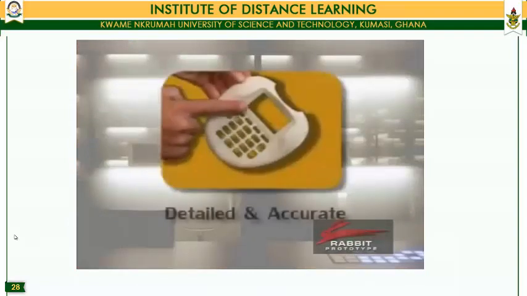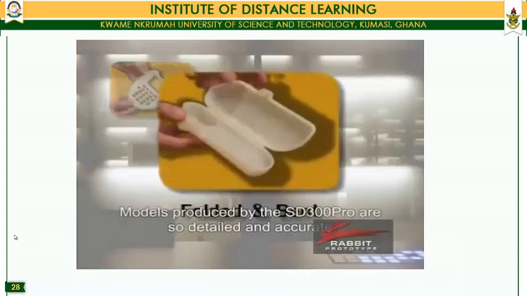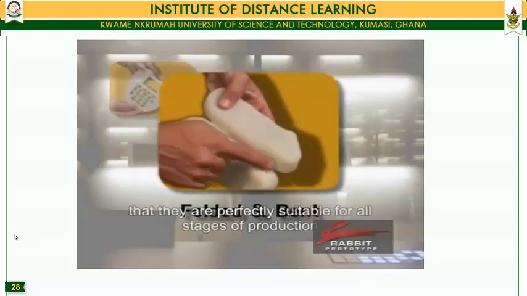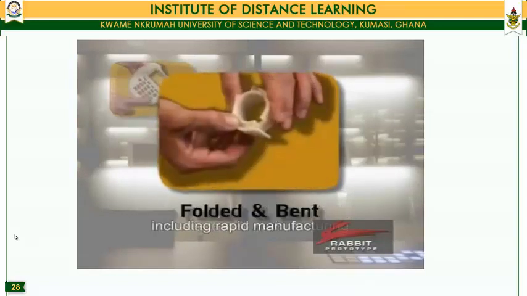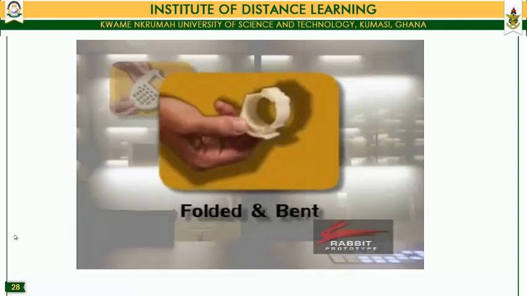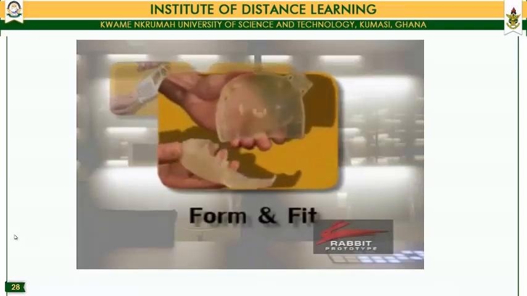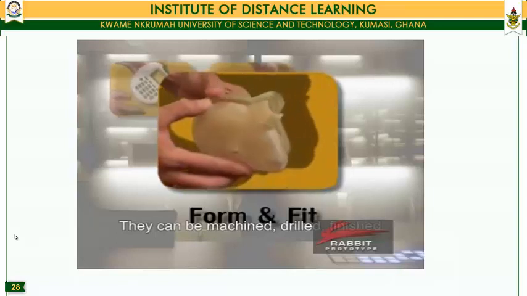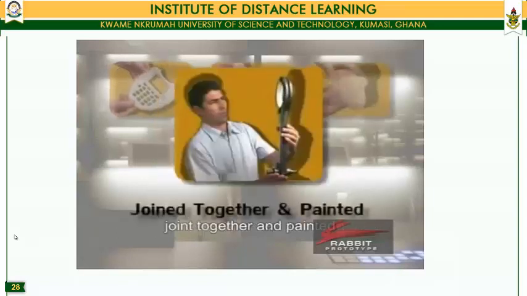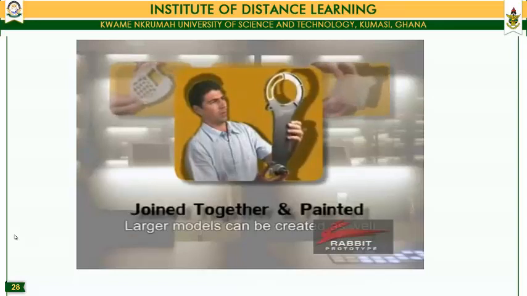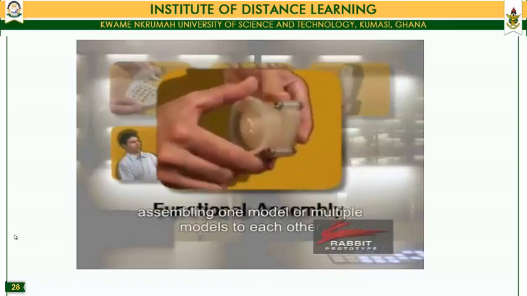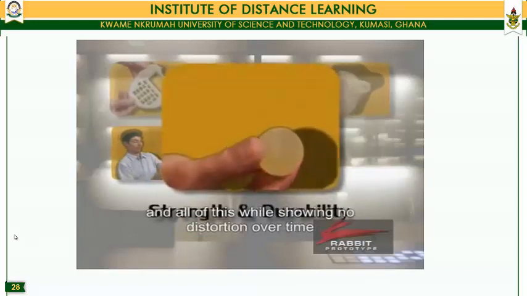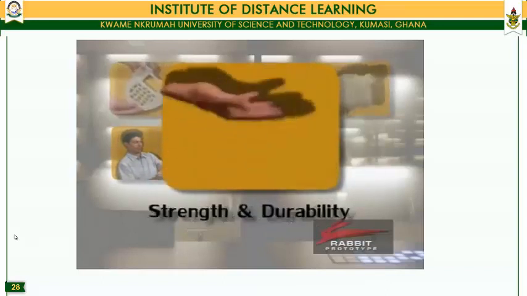Multiple applications. The models produced by the SD300 Pro are so detailed and accurate that they are perfectly suitable for all stages of production, including rapid manufacturing. They can be machined, drilled, finished, joined together, and painted. Larger models can be created as well, assembling one model or multiple models to each other. And all of this while showing no distortion over time.